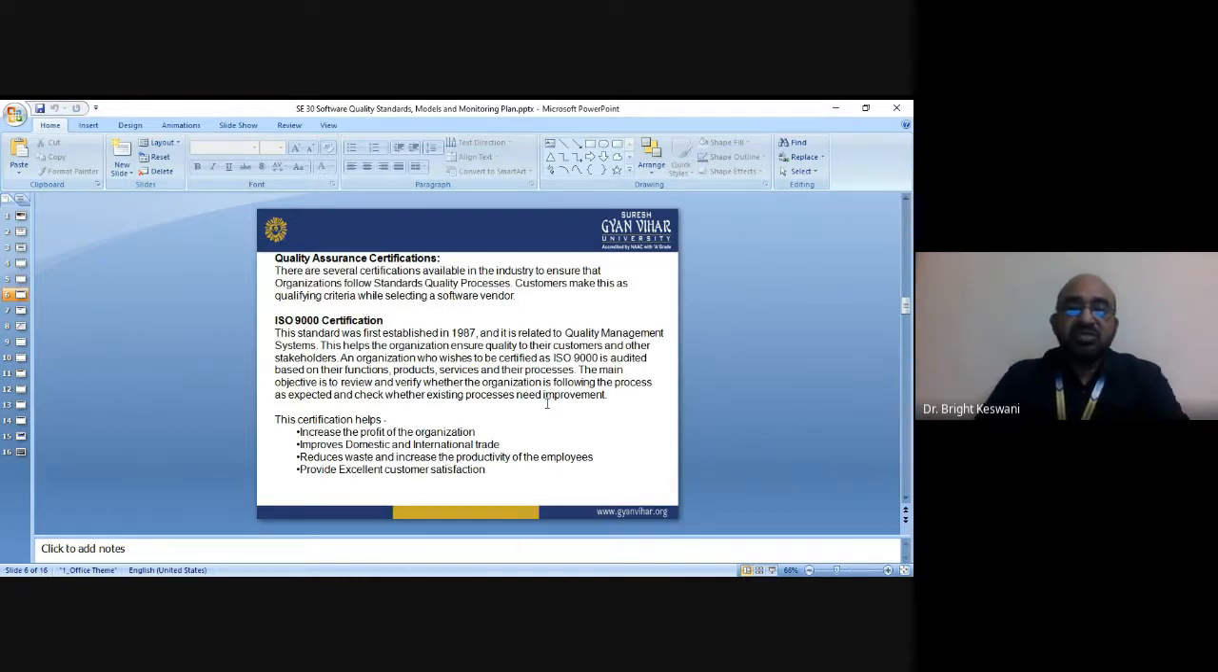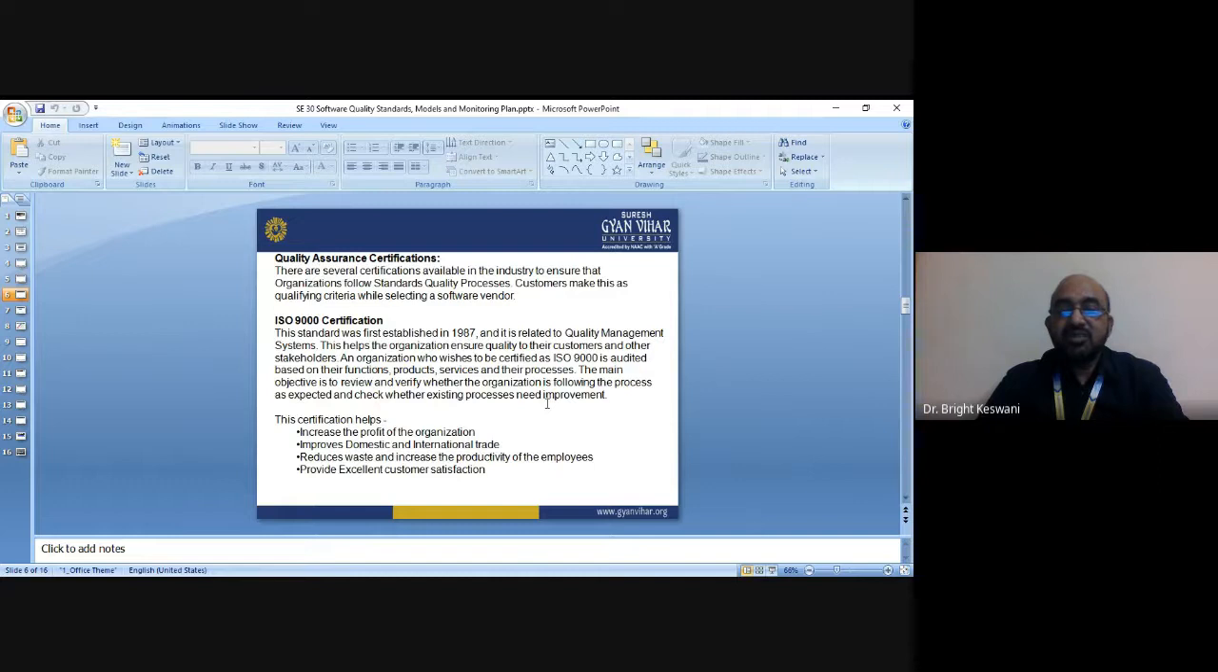Let us discuss quality assurance certification. There are several certifications available in the industry to ensure that organizations follow standard quality processes. Customers make this a qualifying criterion while selecting a software vendor. ISO 9000 certification is a very renowned certification in this direction, and the main objective of this certification is to review and verify whether the organization is following the process as expected and check whether existing processes need improvement or not.